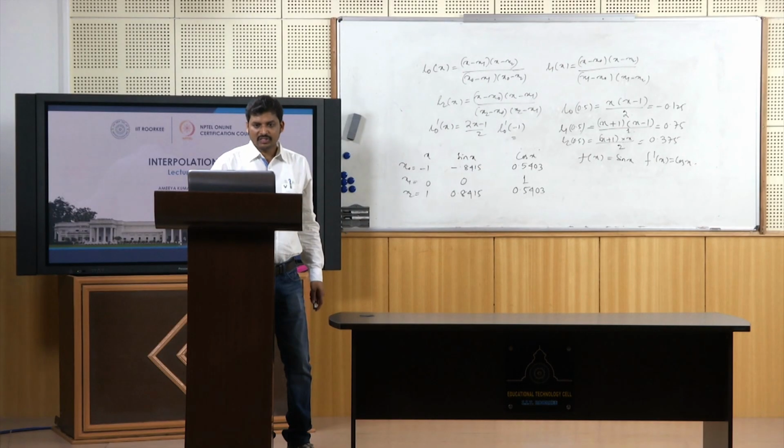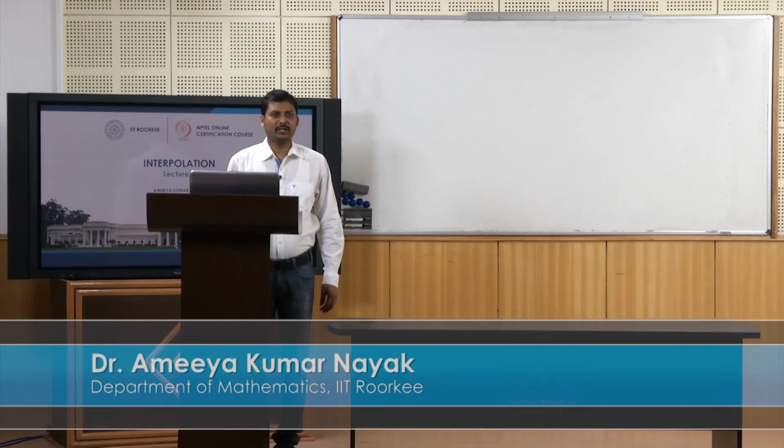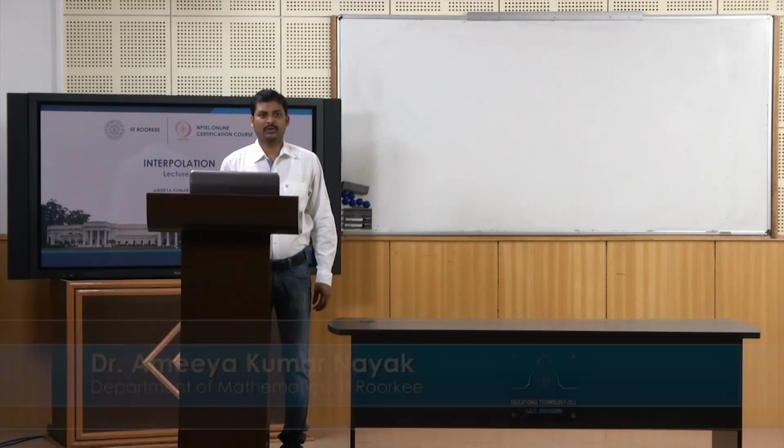Finally, if we put these values in, we get 0.3743. Therefore y of 0.5 is 0.3743, and the exact value of sin 0.5 is 0.4794. If Lagrange's formula is used, we get sin of 0.5 as 0.4207, but a higher degree polynomial can provide a better result. Thank you for listening to this lecture.